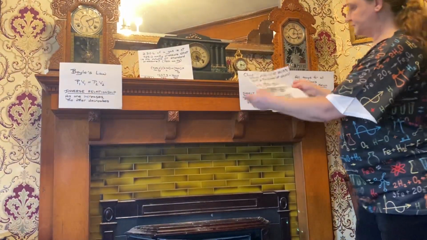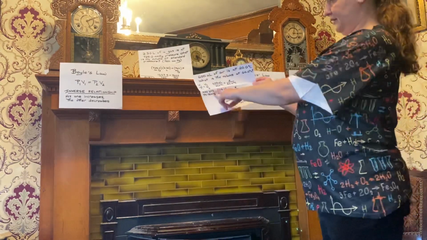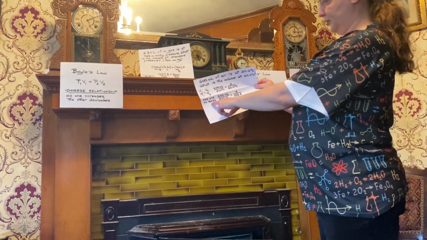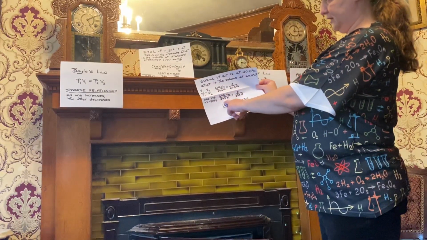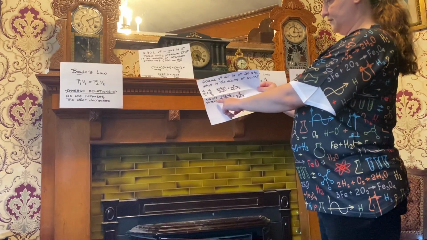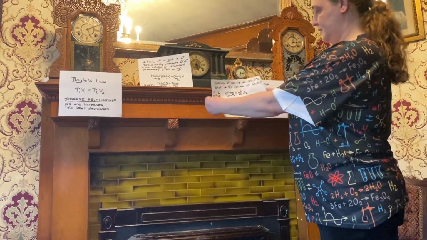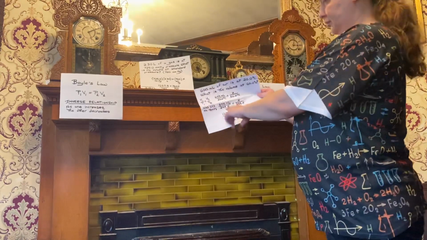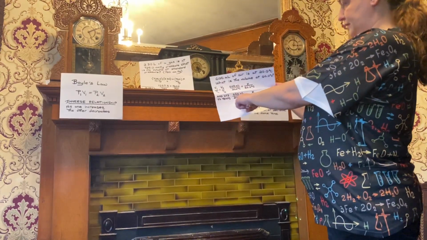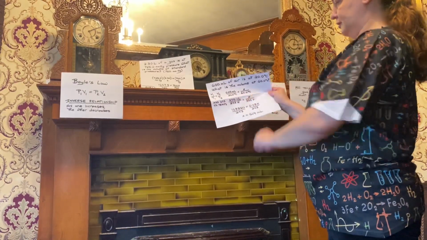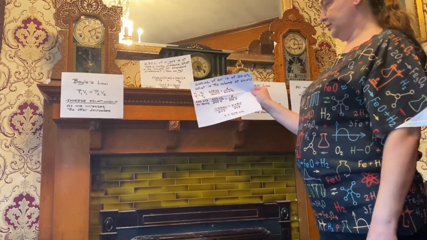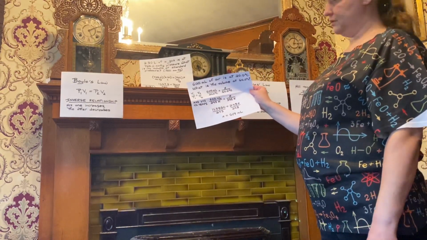So if we add 273 to both temperatures, 20 plus 273 is 293. 60 plus 273 is 333 Kelvin. So then we just have to cross multiply. We have 600 over 293 equals X over 333. What two numbers am I going to multiply together first?